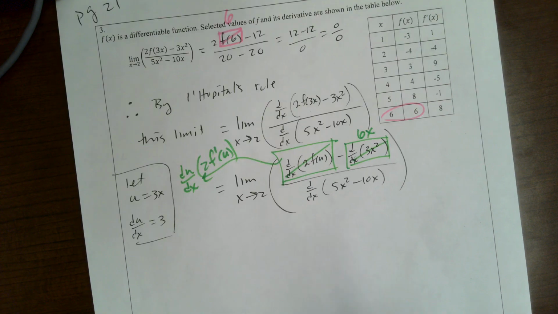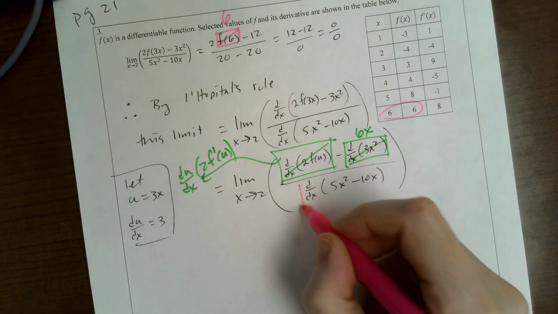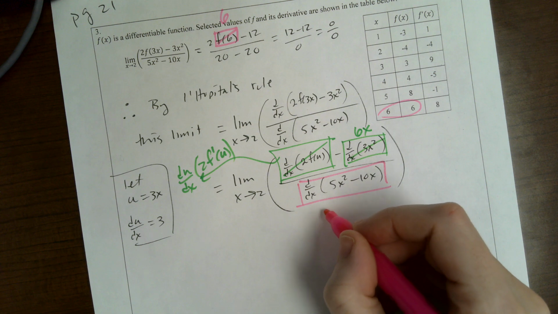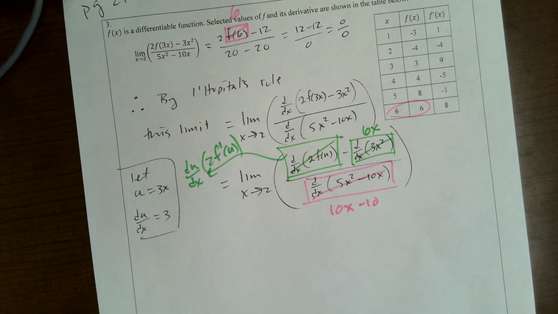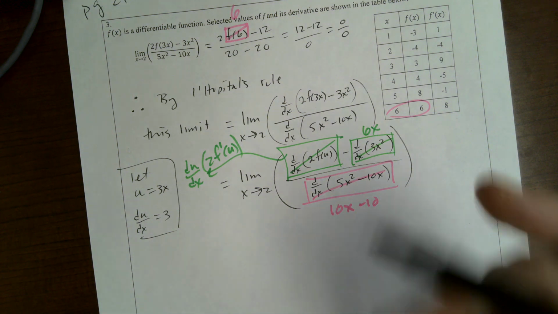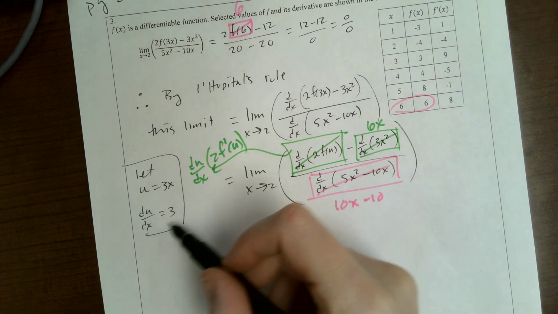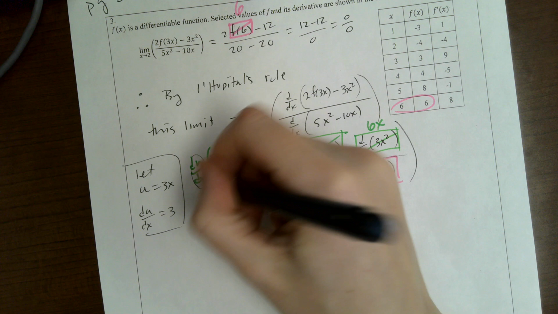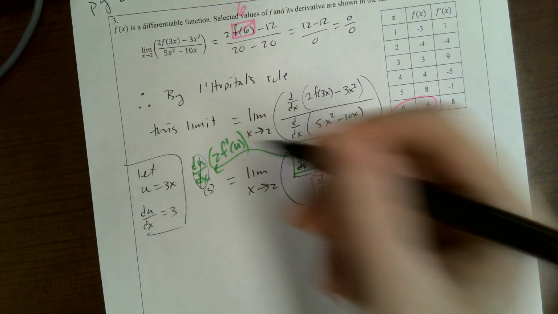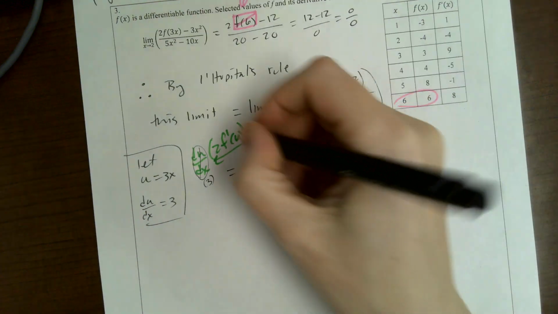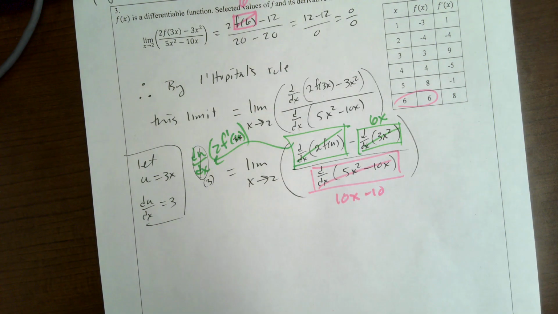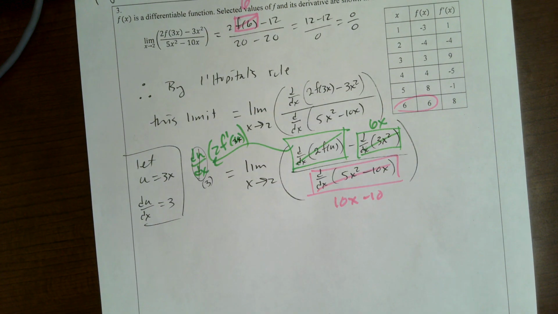And then in the bottom, this is 10x minus 10. Okay, now before I go back into the problem, in for du/dx is going to be 3, right? And then in for u is going to be 3x. It's going to go back in there. So it's going to be 6 f prime of 3x.